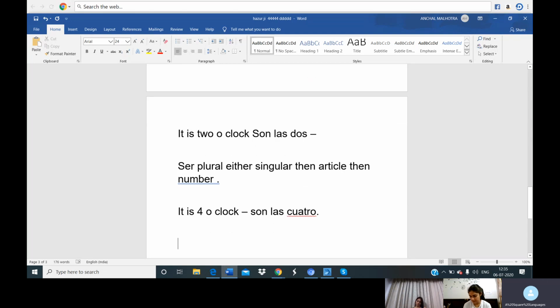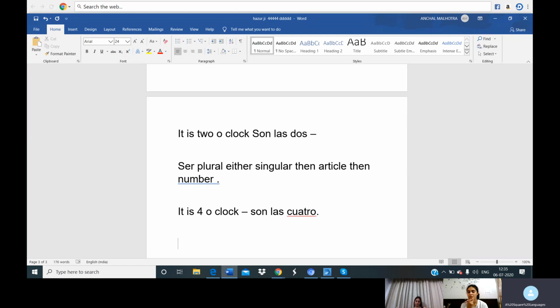Very simple. If I'm asking the time, que hora es, and it is 12 o'clock, what will you say? Son las doce. Very good. Muy bien. If I'm asking, it is 9 o'clock. Son las nueve. Very good.